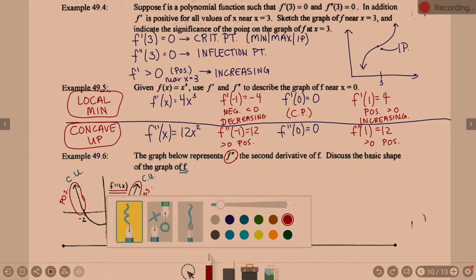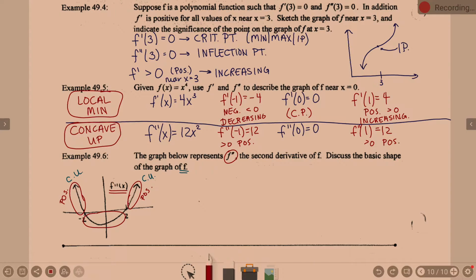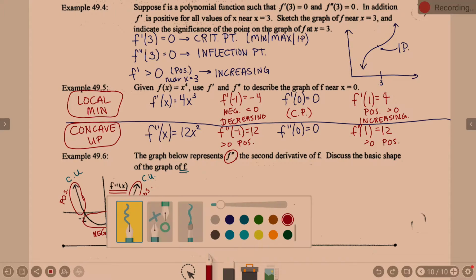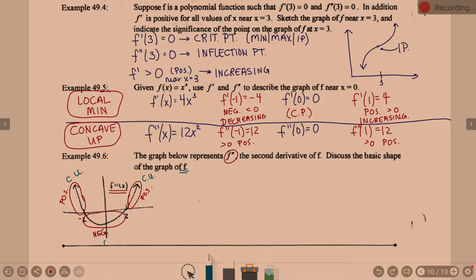What's happening between -2 and 2? It's negative. My second derivative is negative. If the second derivative is negative, what is that saying about my original graph? Concave down. And what's happening at -2 and 2? Those points are equaling 0. And so when the second derivative equals 0, we'll talk about it, it's some type of critical point, right? But when the second derivative equals 0, we usually tend to think inflection point, okay?